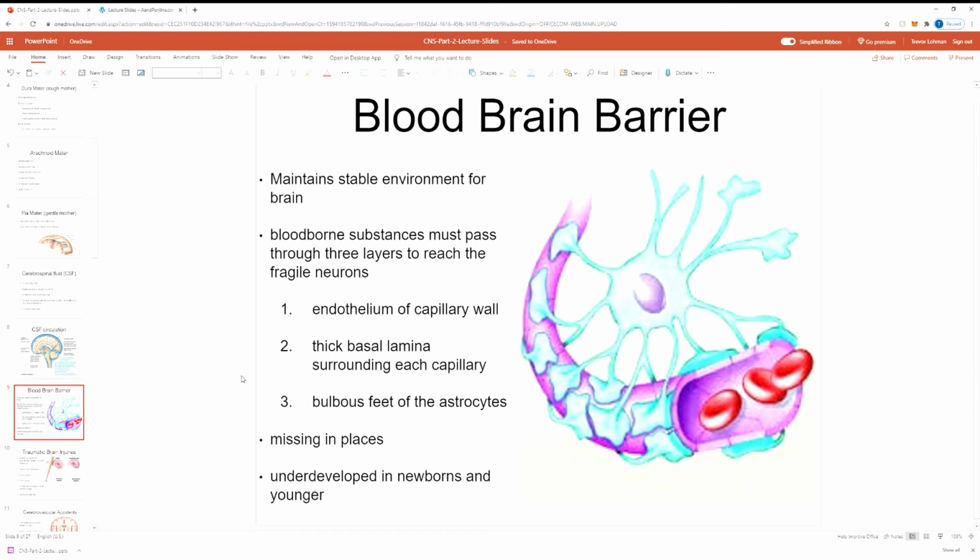It's underdeveloped in general in newborns and younger, which is why certain things can affect newborns and younger so traumatically, like smoking and drinking and that kind of thing.